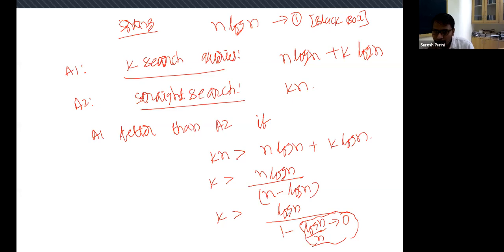Are you all good here? Does this make sense? That if k is greater than log n, we can go ahead and sort the data and then start using the binary search algorithm. Okay, so we can use binary search in base of log. You can use 2, but that's not very important.